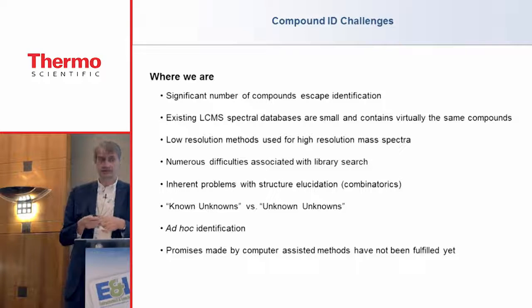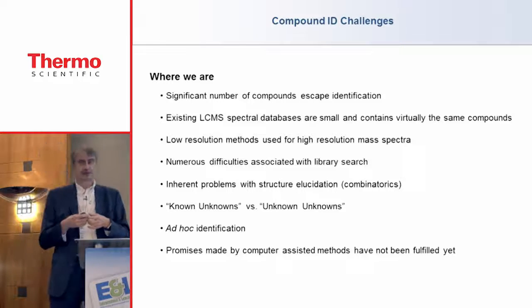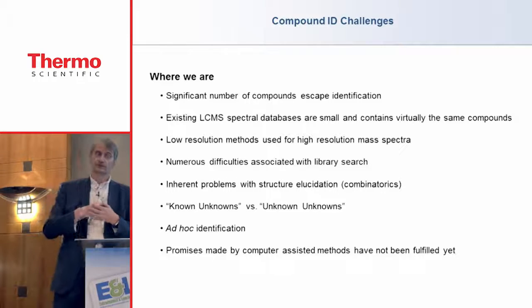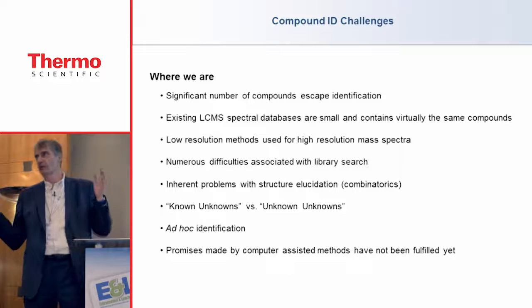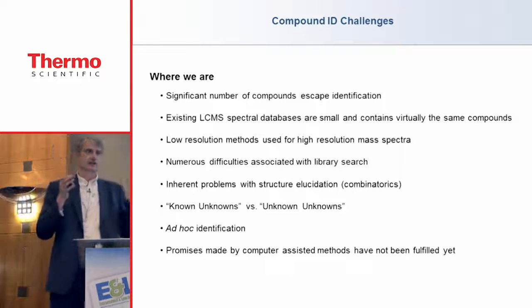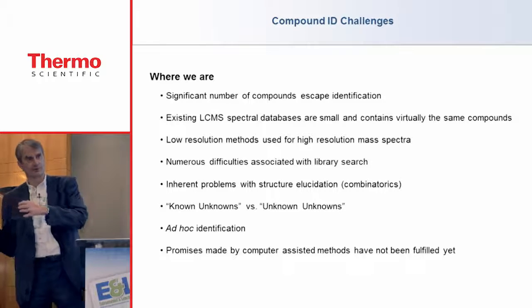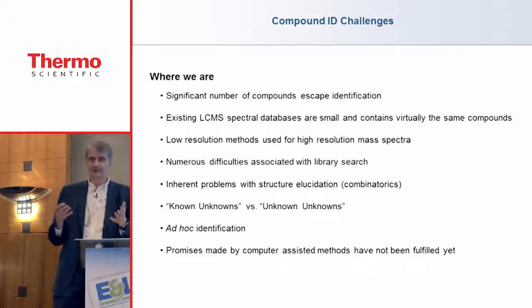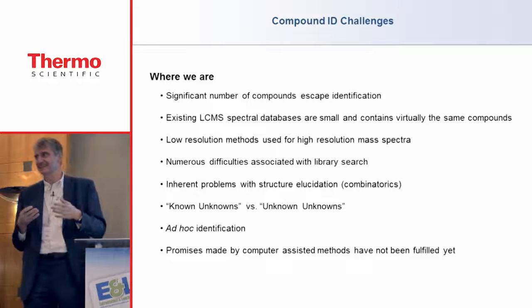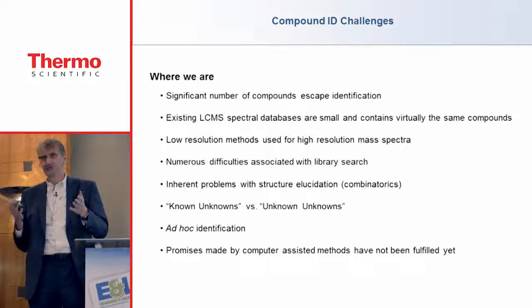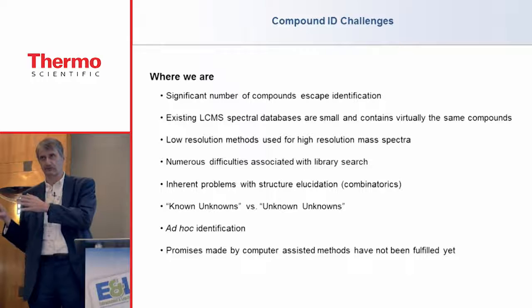And the last problem is that the promises made by computer-assisted methods have not been fulfilled yet. If you look in the scientific literature, you can read about amazing methods, automated structural elucidation, machine learning methods, artificial intelligence used for compound identification. Well, you probably know those are overstated claims, and actually there is no automated method for structural elucidation, regardless of what you can read in the scientific literature.